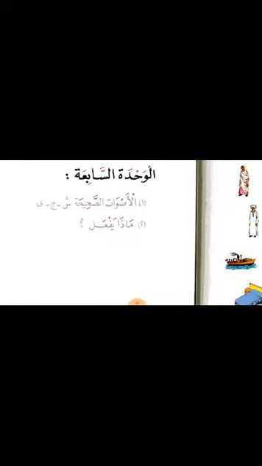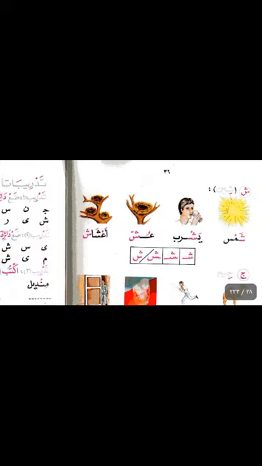Now we have Alwad Sabia, seventh unit. Alaswat Sayya, consonant voices. Shin, Jim, Ya, Maza, Yafal. What is he doing? Next page we have Shin. Read this. Shamsun. Sun. Yashrab. He is drinking.